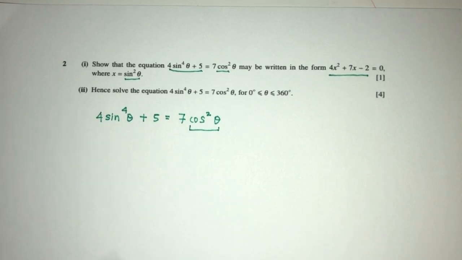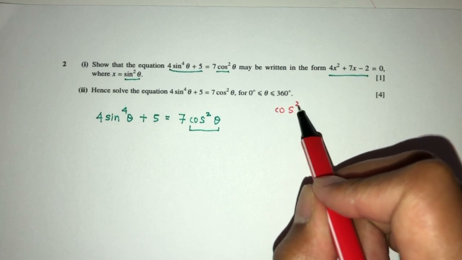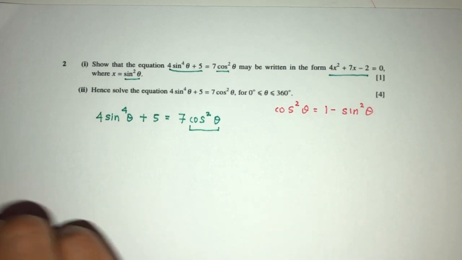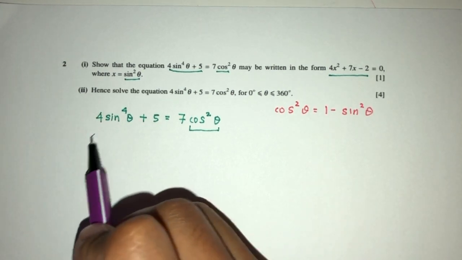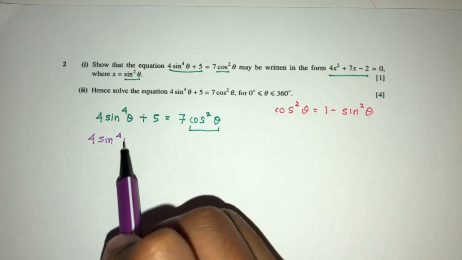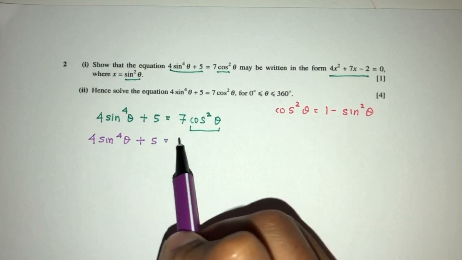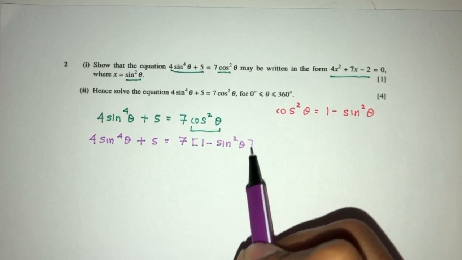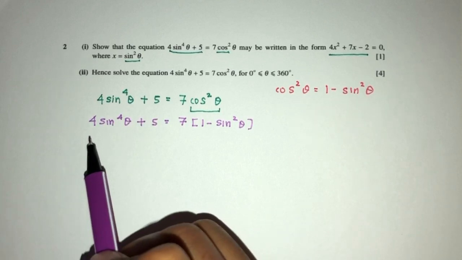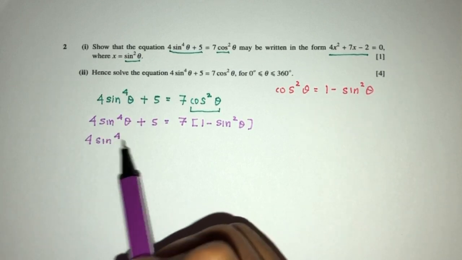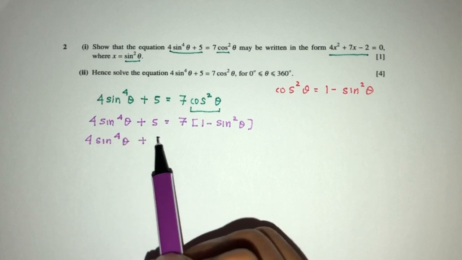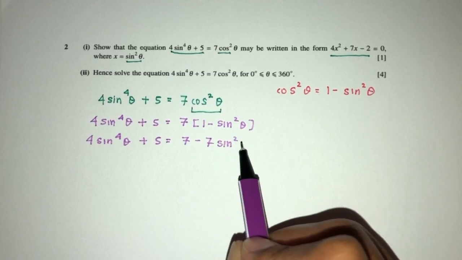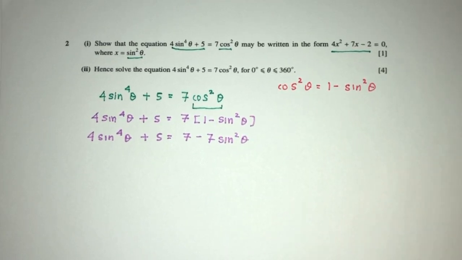Now, how can we do this? We realize that cos square theta is also equal to 1 minus sine square theta. So we have to know this, okay? Now replace, you will have what? 4 sine power 4 theta plus 5 equal to 7, and then here will be 1 minus sine square theta. Now let's try to expand and simplify. You will have what? 4 sine power 4 theta plus 5 is equal to 7 minus 7 sine square theta. Now, let's send everything to one side.